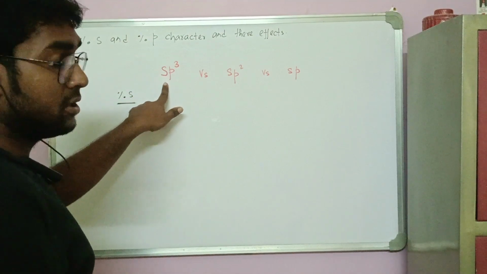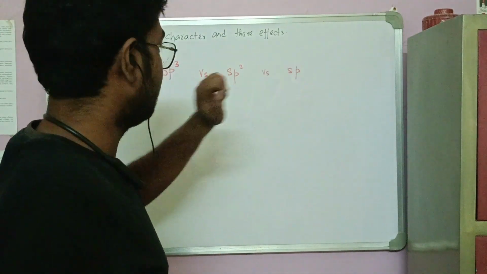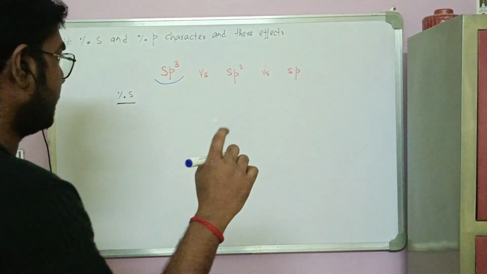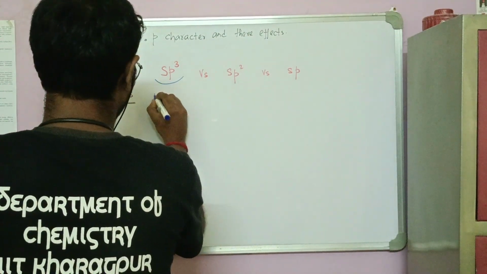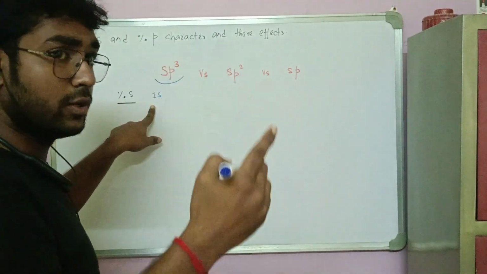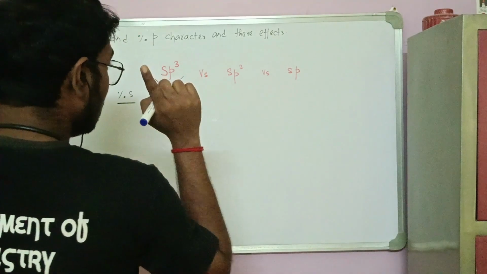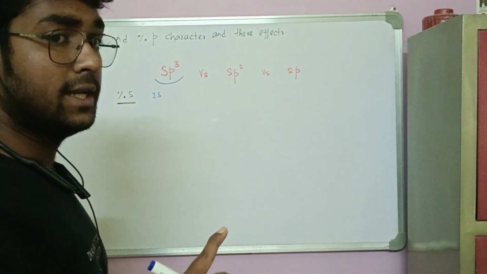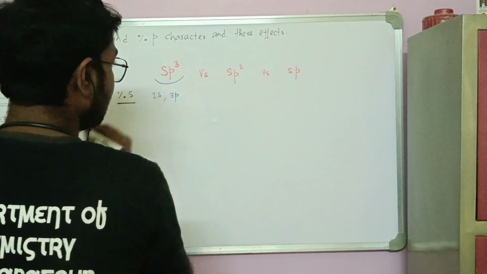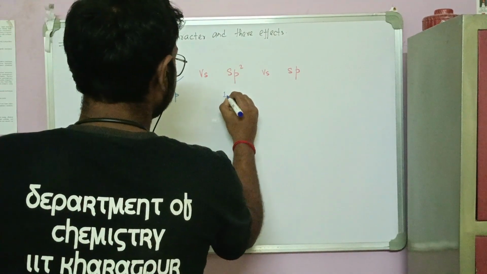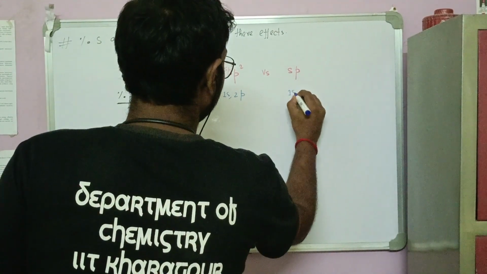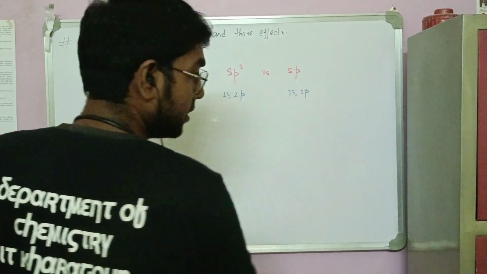From sp3 to sp2 to sp, here three p orbitals and one s are getting mixed. This is not the 1s orbital, like 1s, 2s, 3s; no, the number of s orbitals getting mixed is one. So here 1s and 3p are mixing, here 1s and 2p are mixing, and here 1s and 1p are mixing with each other.